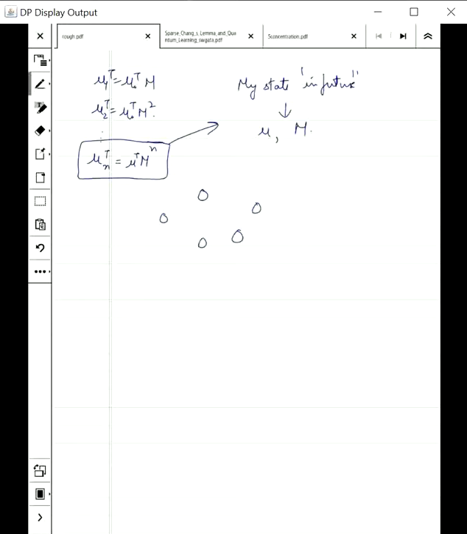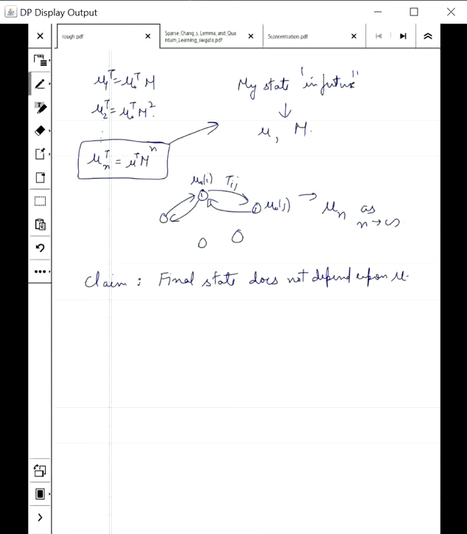So again, what I'm going to say is that you remember that a Markov chain has these transition probabilities and then some initial state. And if I evolve it for a long time, so I'm looking at the state mu n as n tends to infinity, the claim is the final state does not depend upon the initial state. This is not going to be complete. I have to say under some restriction, and these restrictions are specified by something called a regular Markov chain.